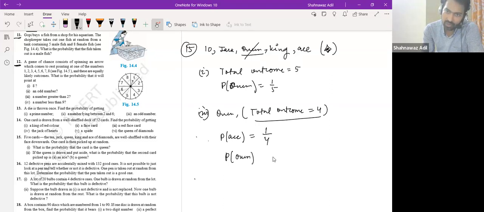So 0/4. Rizwan, what is this event? Certain event? The probability is zero, so it is a zero event, which means that we cannot get a queen with this set of cards. So this is an impossible event.